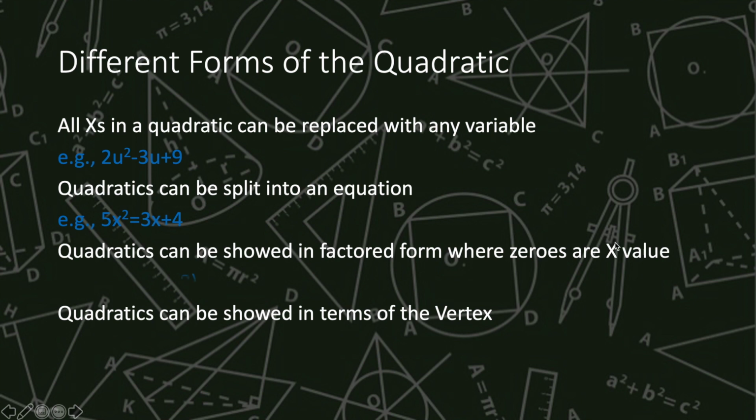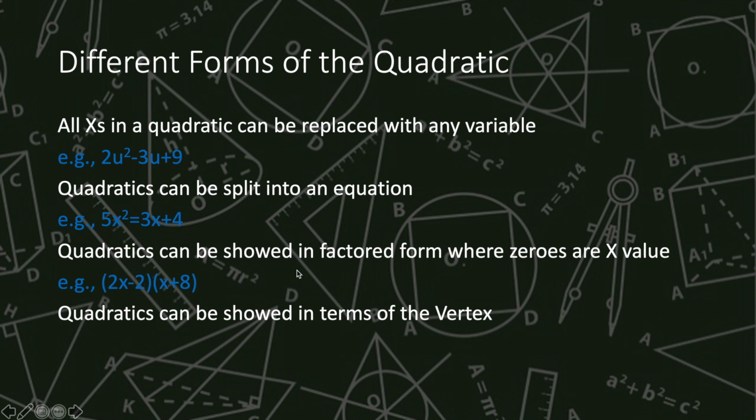Thirdly, we have quadratics can be shown in factored form where zeros are the x value. Here's an example of that. We have 2x minus 2 times x plus 8. Now if we wanted to get this back into standard form, we would FOIL. That is in the video I'll link to you. It's also in the description. But in this factored form, we can set each one of these parentheses equal to 0, solve, and find our zeros. This is still a quadratic.